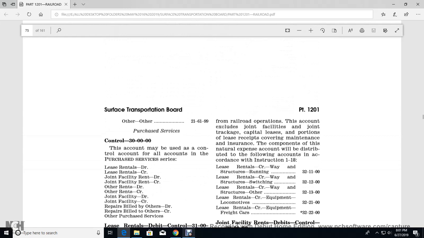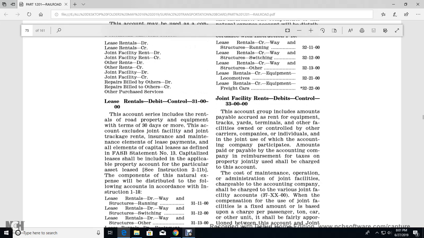Account may be either control of the account over the account's purchase, services, lease, rental with the DR, with the lease, rental with the CR, with the joint facility, rental, DR, with the joint facility, rental, CR, other rentals, DR, with the other rents, CR, with the joint facility, DR, with the joint facility, CR, repairs bill with the other DR, repairs bill with the other CR, other purchase services. Lease rental, debit control 31.000.